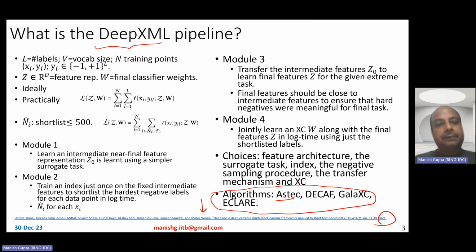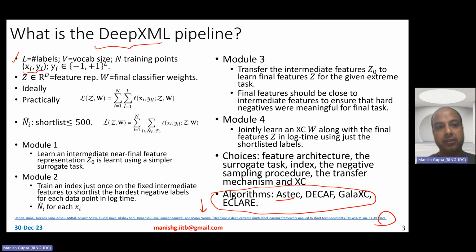Okay. So now to ground this discussion a little bit, let's take up some notation. Let's call L the set of labels, V the vocabulary size, because we're dealing with text, so we need to care about vocabulary size. N is the overall number of training points. We'll call those training points xi, yi. And yi can be -1 or +1. So -1 basically means not relevant, +1 means relevant label. That's it.